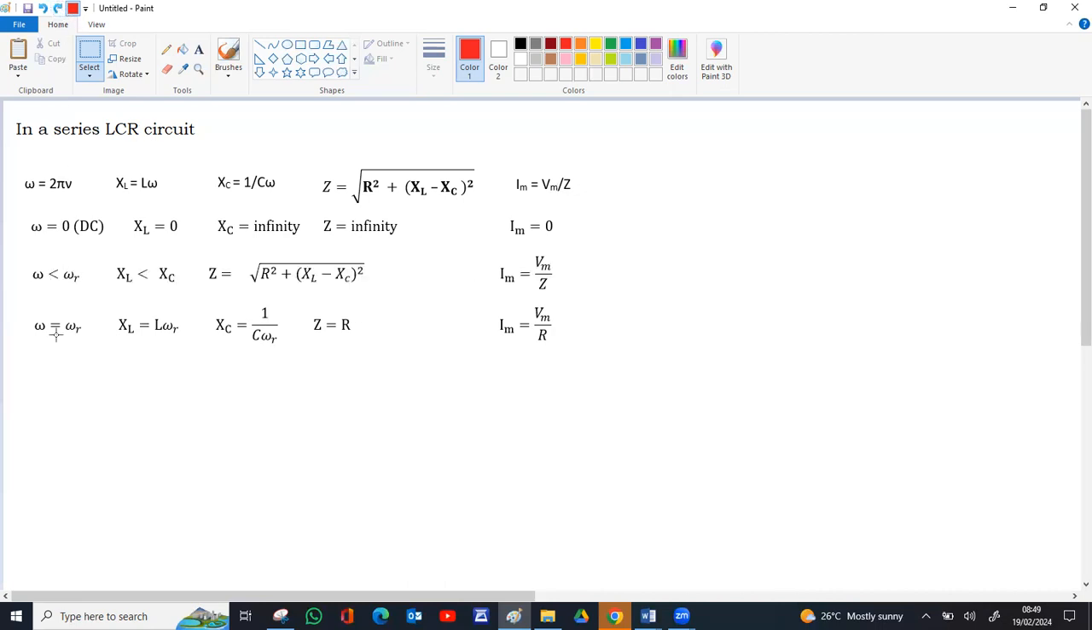This is the case for any value of omega less than omega R. In every case XL will be less than XC. Impedance has this XL minus XC term, and current will be Vm by Z.